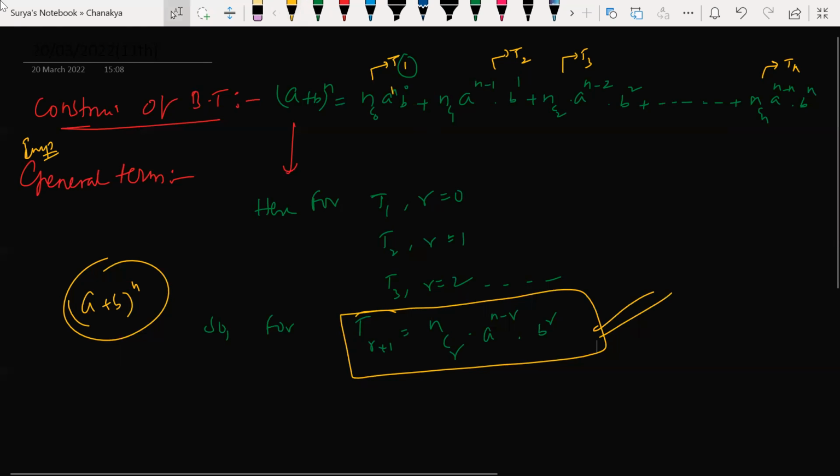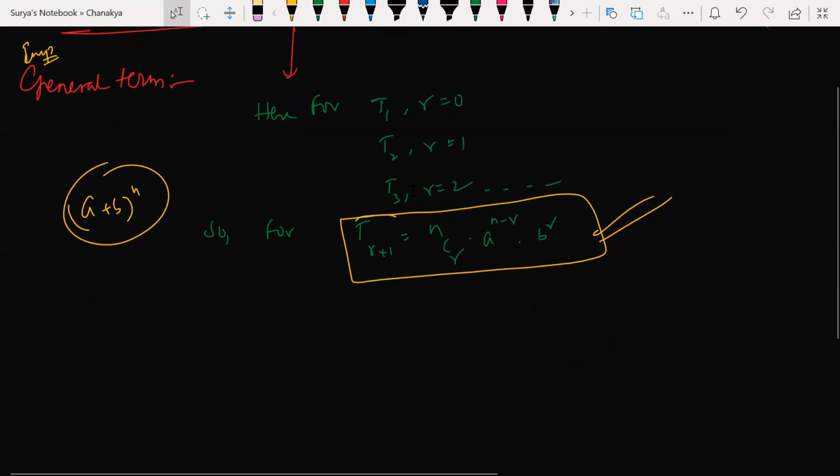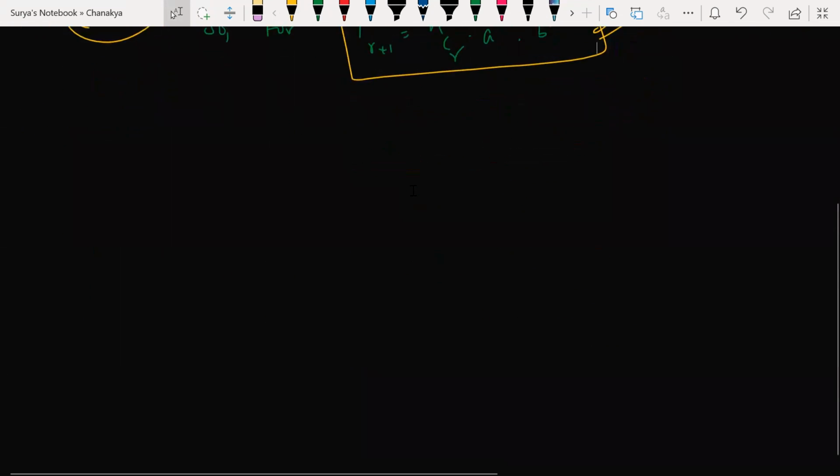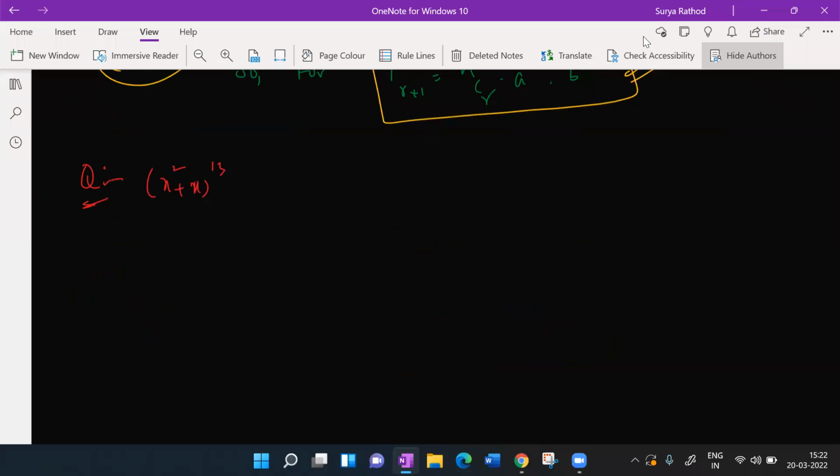Now, without any delay, let's get started with the questions. Let's see how the questions of this binomial theorem are going to be. First, let us start with the basic questions. Then we'll go for advanced level questions. The first question: find the number of terms in the expansion of (x square plus x) to the power of 13. What is the number of terms in this expansion? Tell me.